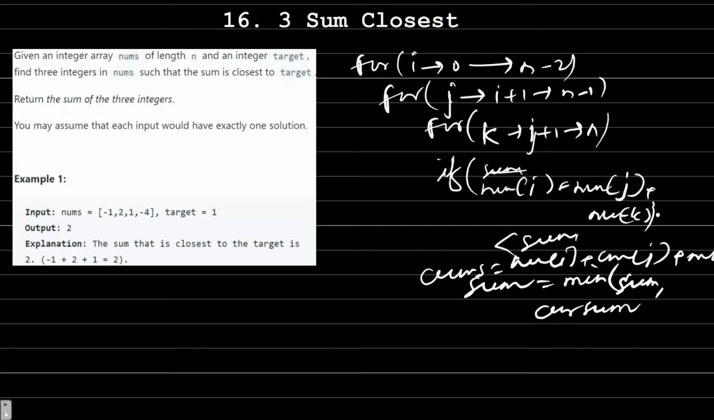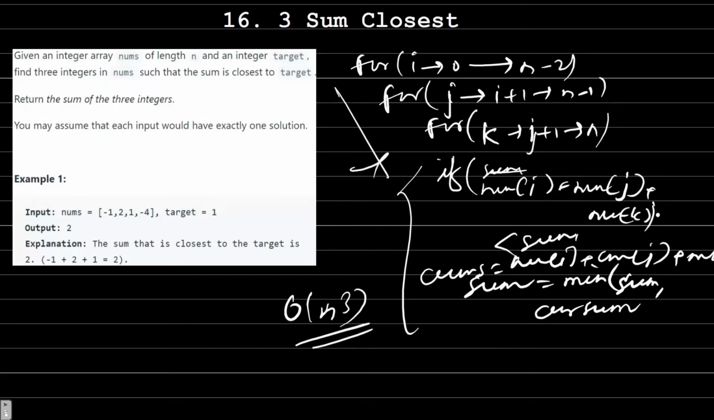This is going to be big O of n cube, as we are running three for loops inside each other. In the worst case it is going to be big O of n cube time complexity, and space complexity will be big O of 1. So I will not recommend you go with this. How can we optimize this?